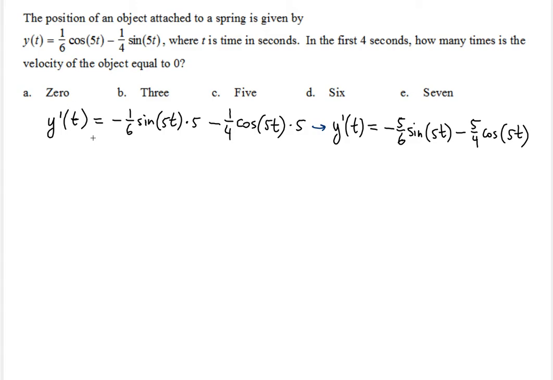So now let's understand what's being asked. We have to find the number of times at which the velocity is equal to 0. So we have to set the velocity function to 0. So 0 is equal to minus 5/6 sine of 5t minus 5/4 cosine of 5t. Now that you set it to 0, keep in mind that the question doesn't ask you to find the t values that make the velocity function 0. That's not what they're asking. They're asking how many times it is equal to 0.